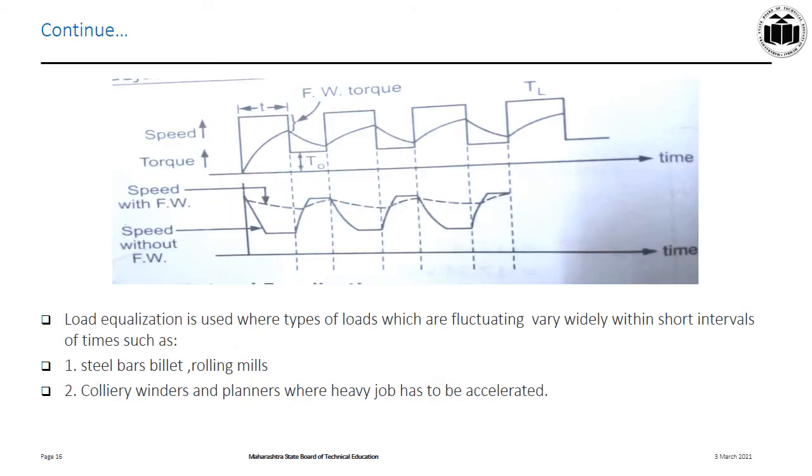This practice is done by the flywheel. In the given graph, we can see that the load torque is met by the motor torque plus the flywheel torque, and the speed fluctuations are minimized, or the speed is totally smoothened out with the help of the flywheel. This type of situation comes under steel bar billet or rolling mill operation, colliery winders and planers, where heavy jobs have to be accelerated but for a very small duration.